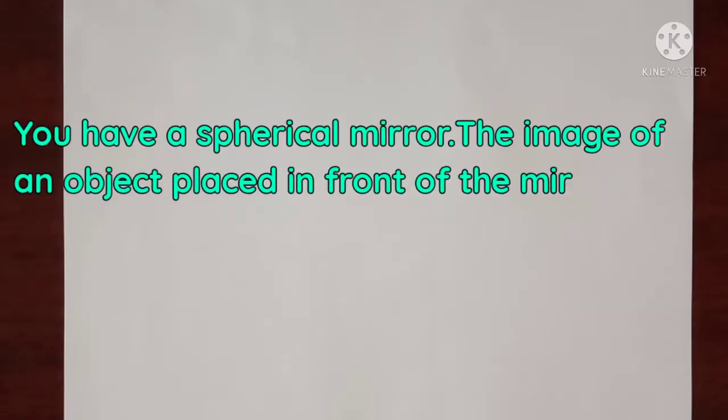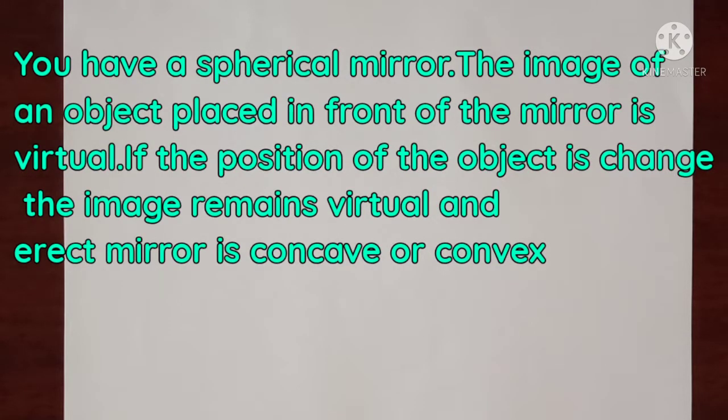Problem 4. You have a spherical mirror. The image of an object placed in front of the mirror is virtual. If the position of the object is changed, the image remains virtual and erect. Is the spherical mirror concave or convex? It is basically a convex mirror, because the convex mirror produces only a virtual image wherever we keep the object.